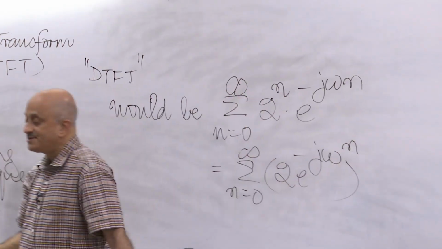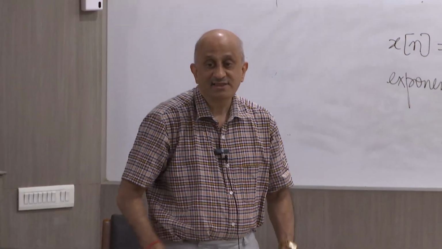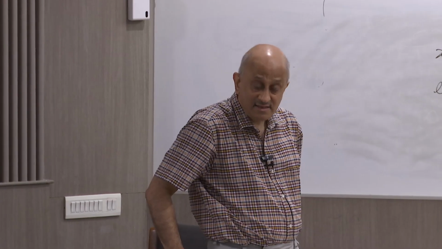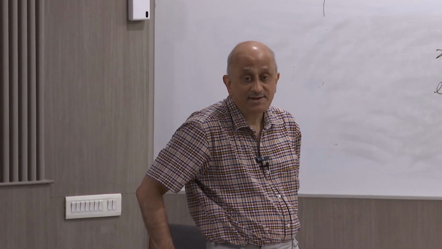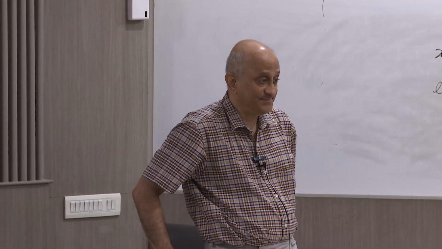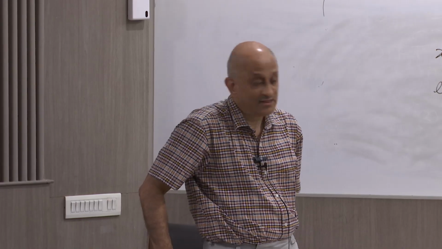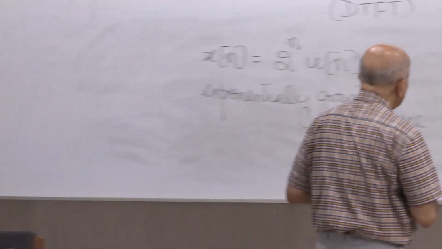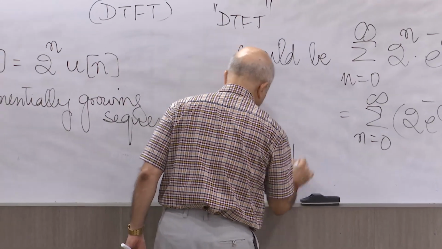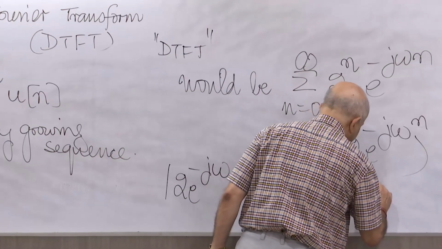Now, this is again a geometric progression. What is the common ratio of the geometric progression? It's 2 e raised to the power minus j omega. And is this geometric series convergent? No, it's not convergent because the common ratio has a magnitude more than 1. So, this common ratio has a magnitude more than 1. So, this is divergent.